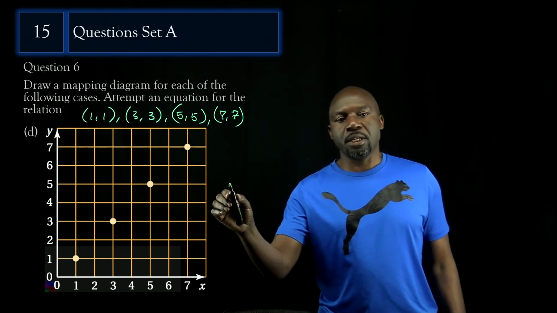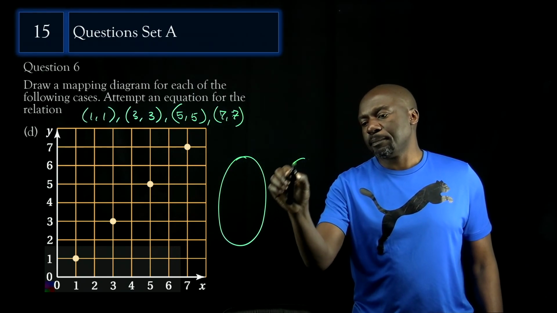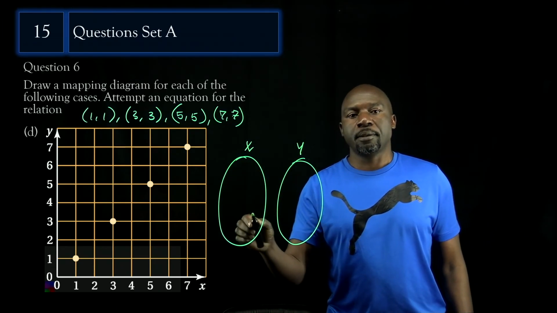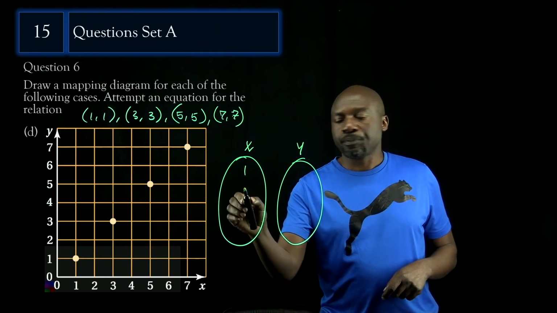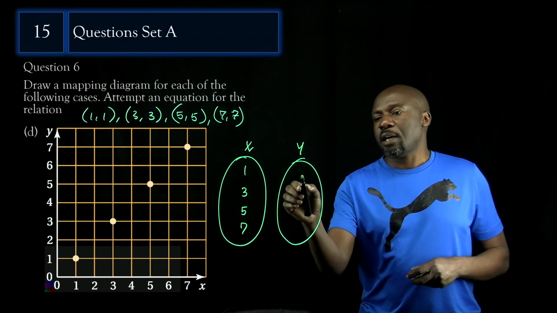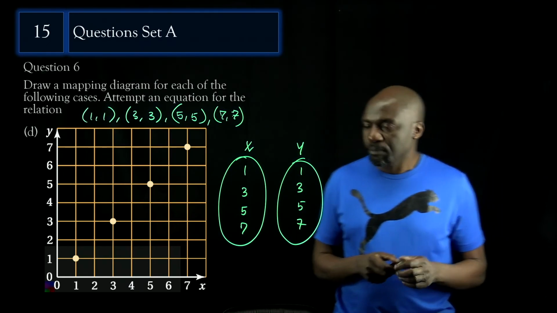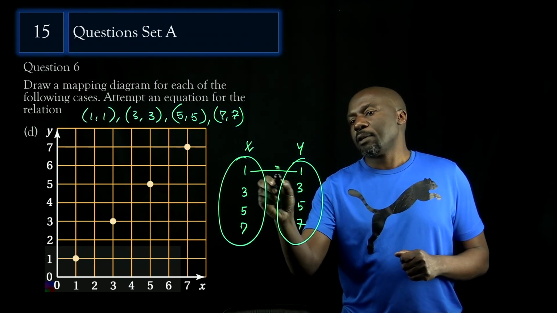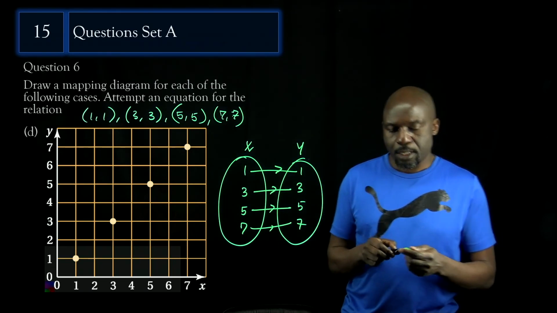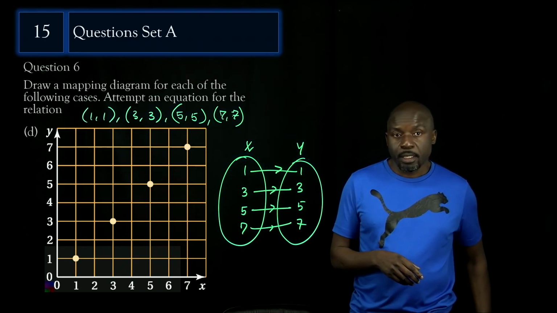And now it becomes easy to do a mapping. So that's my x, that's my y. The x values are 1, 3, 5, and 7. The y values are 1, 3, 5, and 7. This is a one-to-one kind of mapping. So 1 goes to 1, 3 there, 5, and 7. Okay, that is our mapping for that diagram.